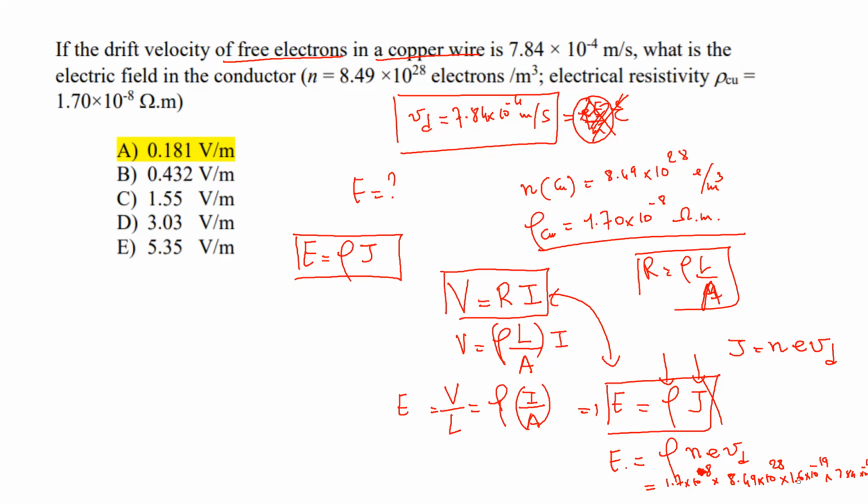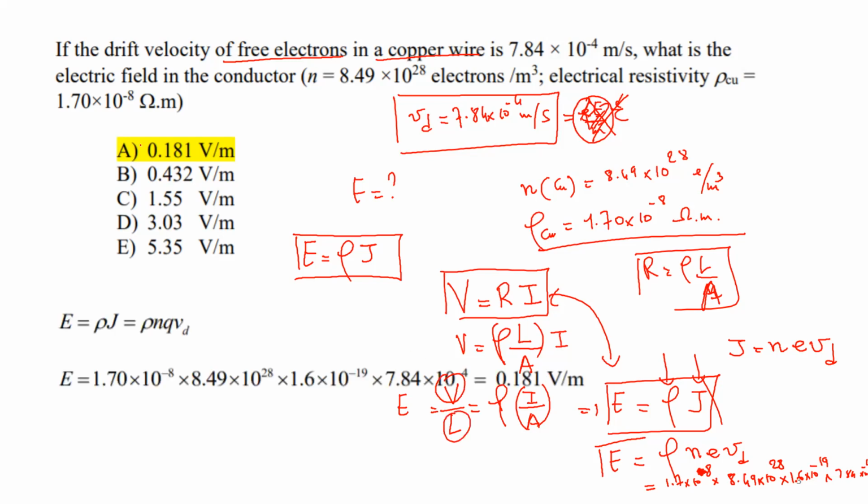You put everything in SI units, and you will get your electric field in volts per meter, because electric field is a voltage divided by a distance. It will be equal to 0.18 volts per meter, or newtons per coulomb. So remember the formulas, which are in your formula sheet, and know what's the physics going on.